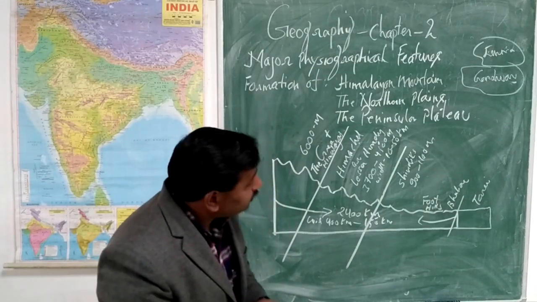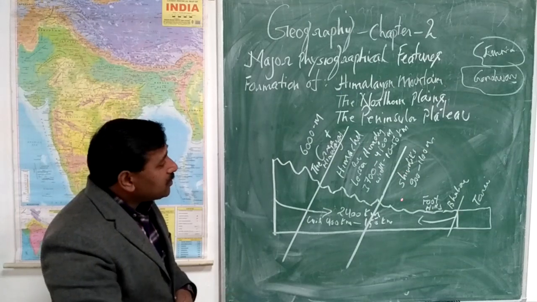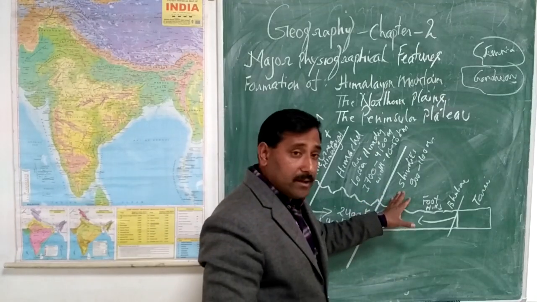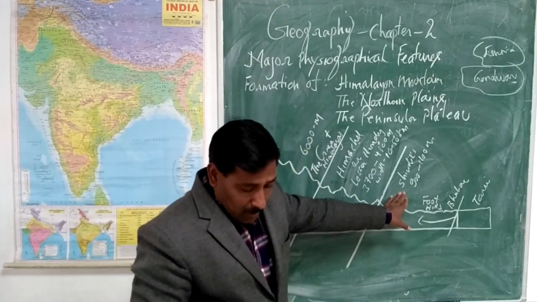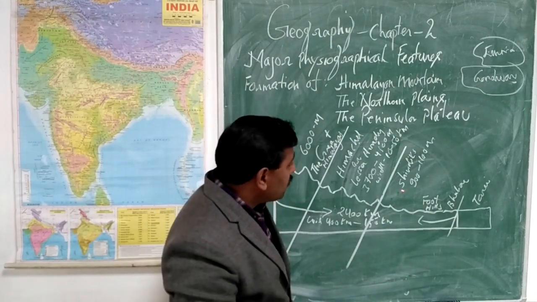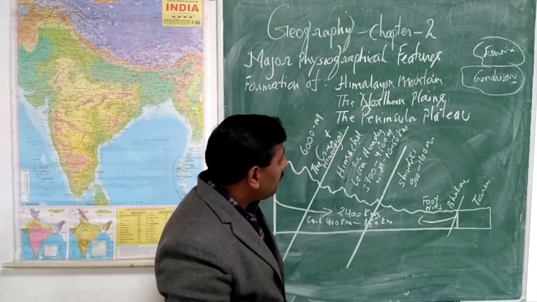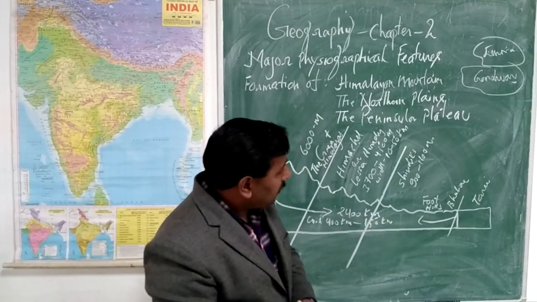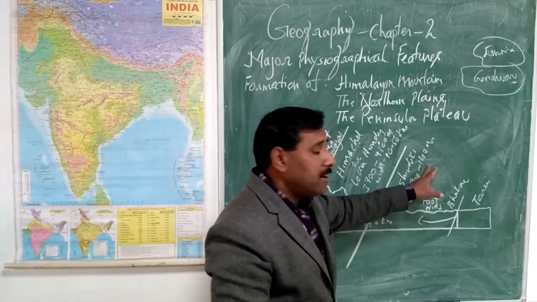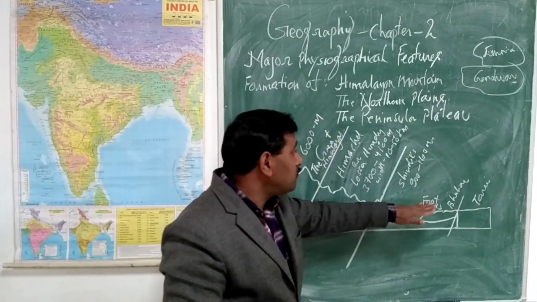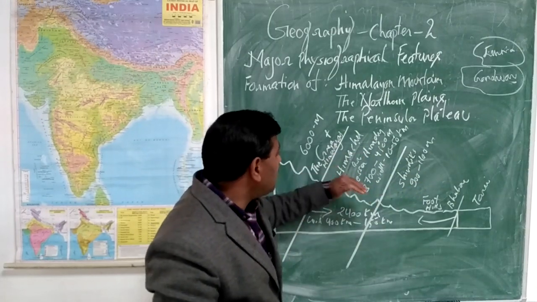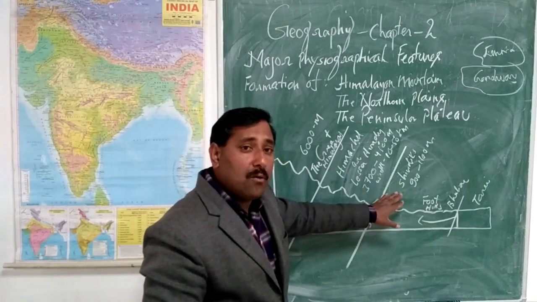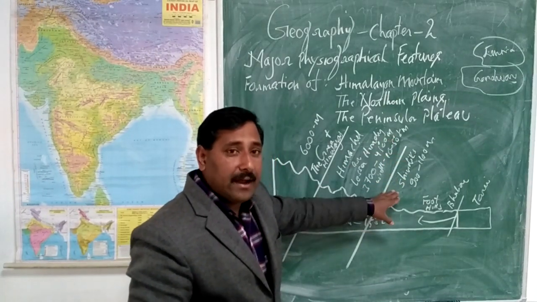Then we come to the outermost range of this Himalaya, which is known as Siwalis. They extend over a width of 10 to 50 kilometers. And altitude ranges from 900 to 1100 meters. The height of these mountains in comparison to the Lesser Himalaya and the Great Himalaya is less. The mountain system over here has less height.